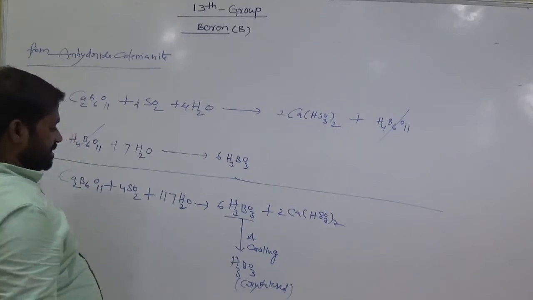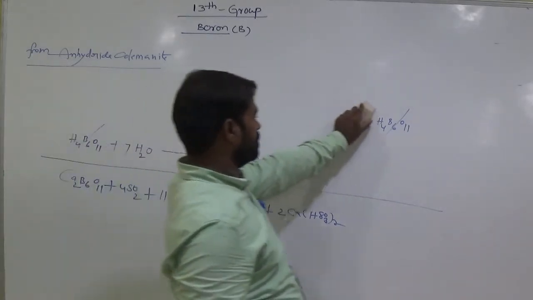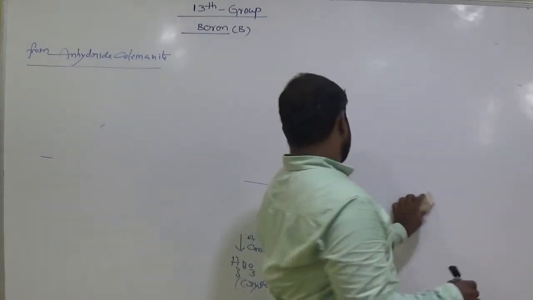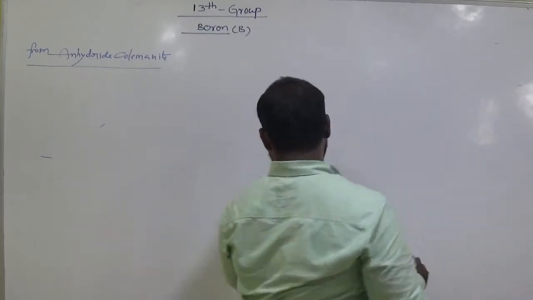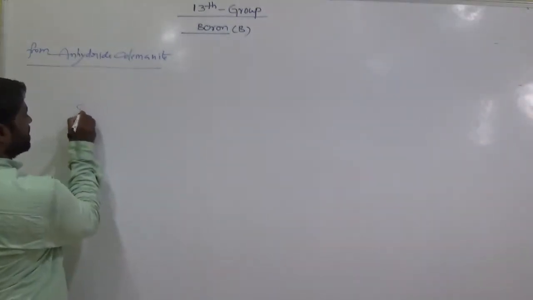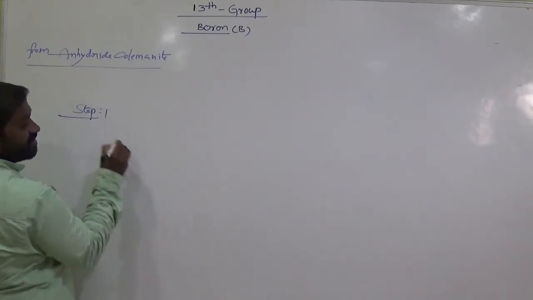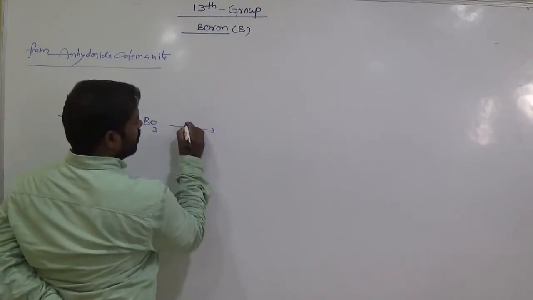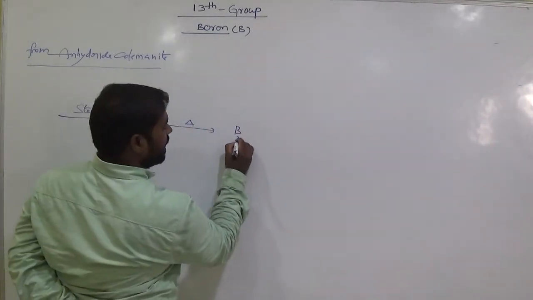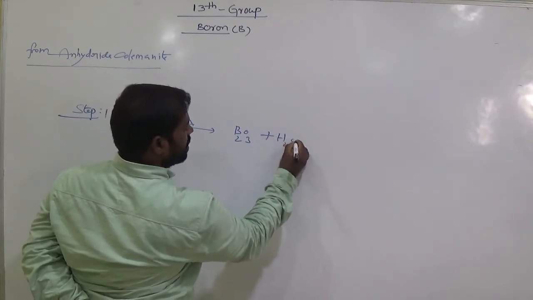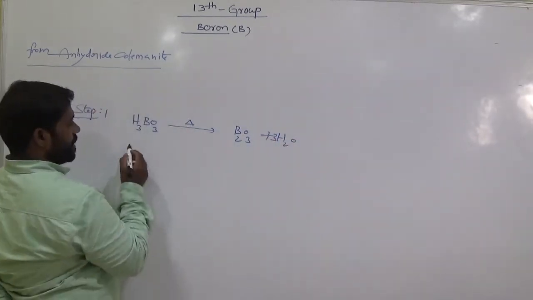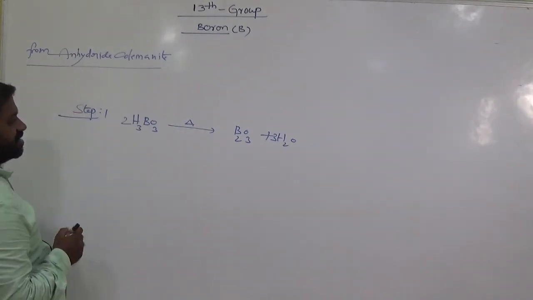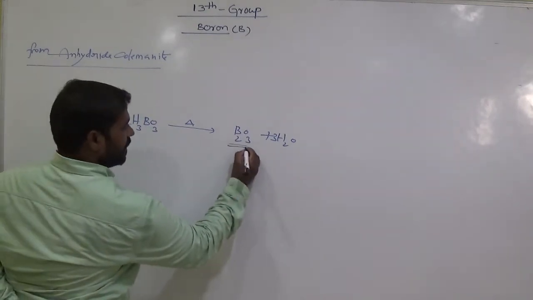So orthoboric acid. By using orthoboric acid we prepare B2O3, step 1 again. What is step 1 here? That formed orthoboric acid H3BO3 undergoes strong heating, it produces boric anhydride and H2O. Clear, students? 2 borons and 6 hydrogens, boric anhydride is prepared.